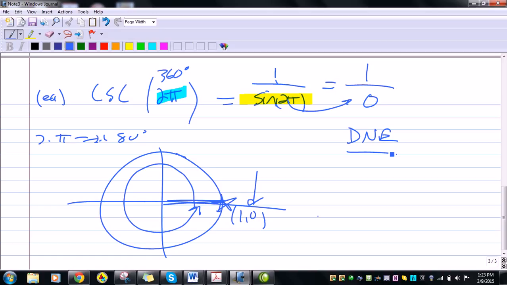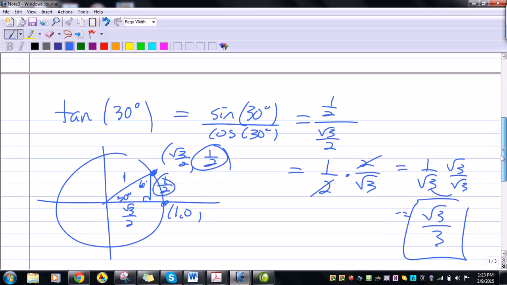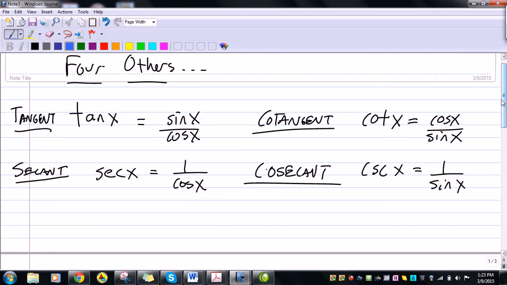So, sometimes because we have denominators now, we can have secants, cosecants, tangents, or cotangents at particular values that will not exist, right? But sometimes they will. Okay? So by definition, we have 4 new functions: tangent, sine over cosine; cotangent, flip that, cosine over sine; secant is 1 over cosine; and cosecant is 1 over sine.